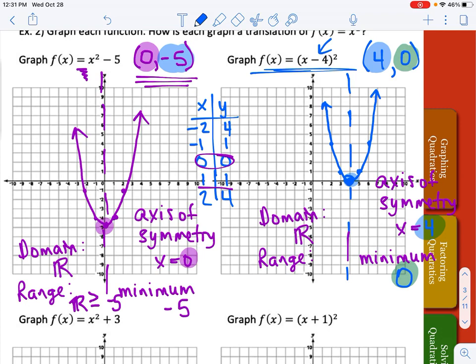Our domain has stayed the same. It still will cover all x values, but our range has changed. We now have all real numbers greater than or equal to 0. Notice these guys are the same for both of these problems. Okay?